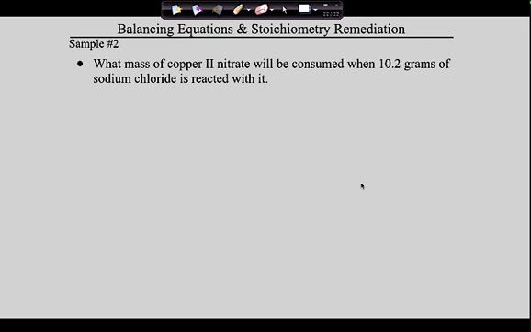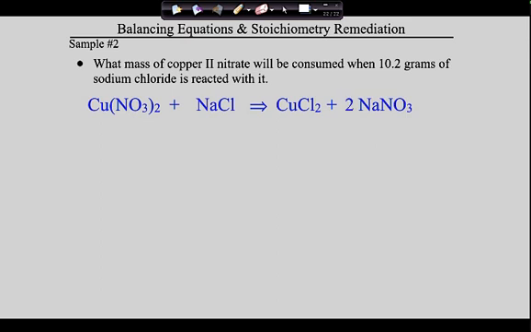So, this is a typical mass-mass problem. It says, what mass of copper 2 nitrate will be consumed when 10.2 grams of sodium chloride is reacted with it? Now, you probably noticed that on the test, we gave you the balanced equation. And so when you were given this equation, it was balanced for you, and that will be the case in all of the remediation stuff as well. We will be giving you the balanced equations.